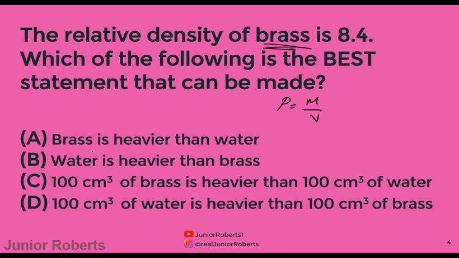Now, in this case, if we look at these two, A and B, these two will be totally out of it, right? So we can narrow down our answer to these two here. Now, since the value for the relative density is 8.4, it means then that the brass will sink in water. So we can say that 100 centimeter cube of brass is heavier than 100 centimeter cube of water. So our answer here will be C. All right, let's move on.